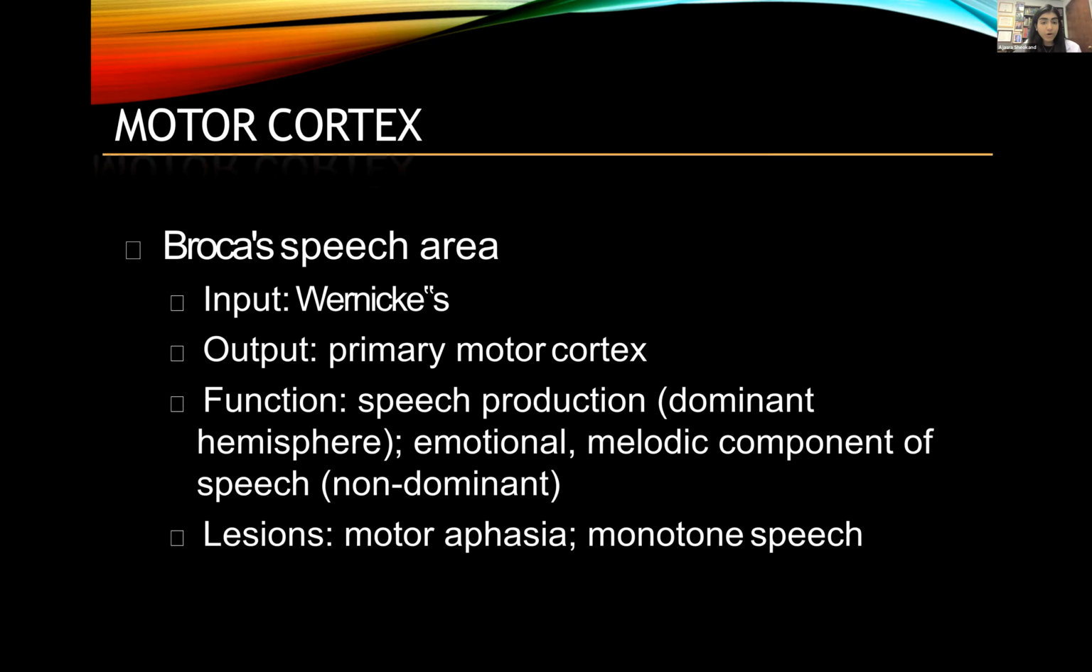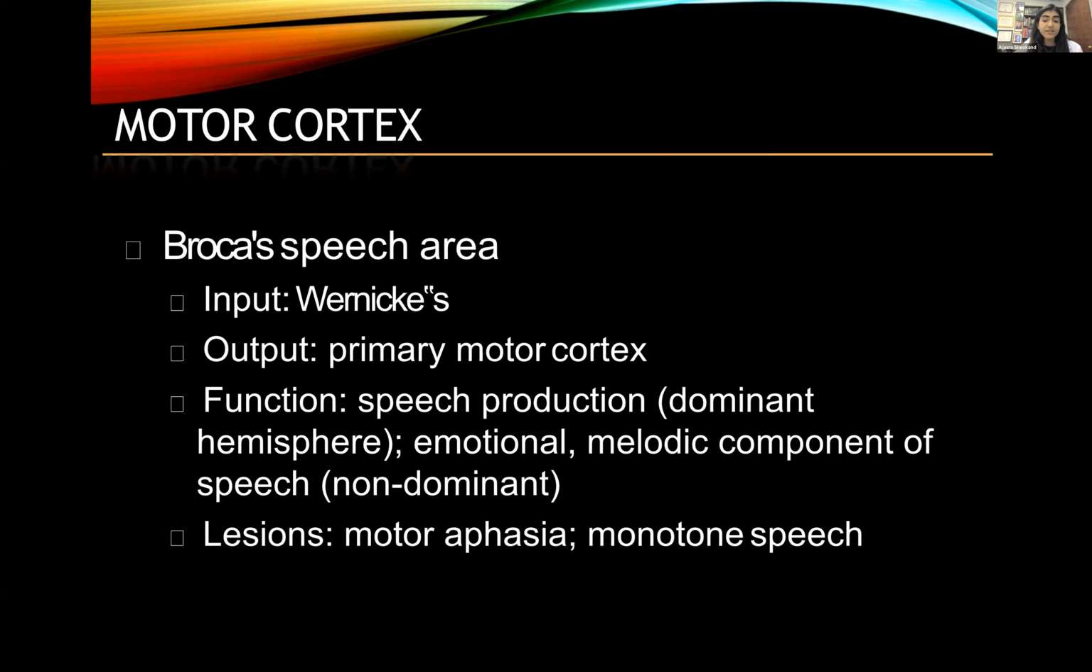Then we have the Broca's area. It receives input from the Wernicke's and output is in the primary motor cortex, again, because it needs to give commands to the primary motor cortex for the movement of your tongue, movement of your lips. The function is speech production in the dominant hemisphere, which for a right-handed person will be the left hemisphere, but for a left-handed person will be the right hemisphere. And in the non-dominant part of it, it helps with the emotional melodic component of speech.